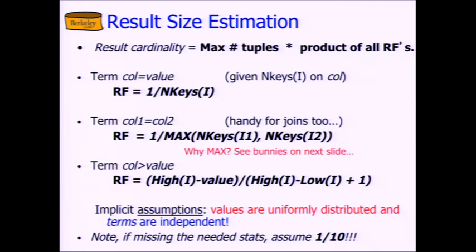How many fingers do I have? I have 11 fingers, right? 10, 9, 8, 7, 6, and 5 is 11. Did your dad ever do that to you? You have to be careful with your off by ones. All right. So that's term column greater than value.